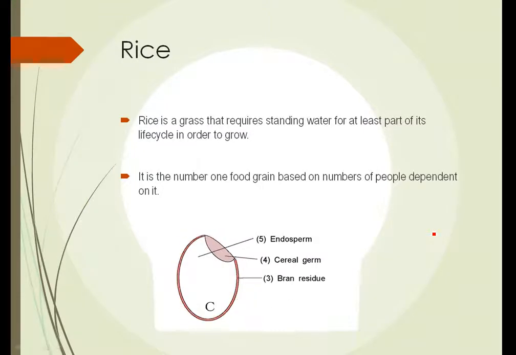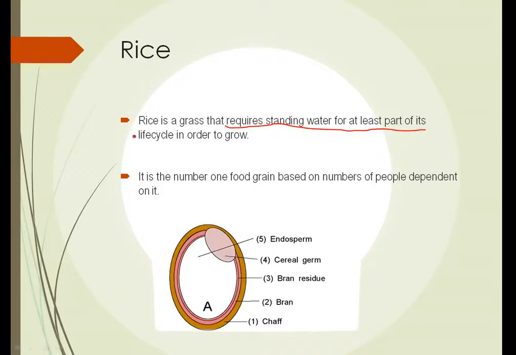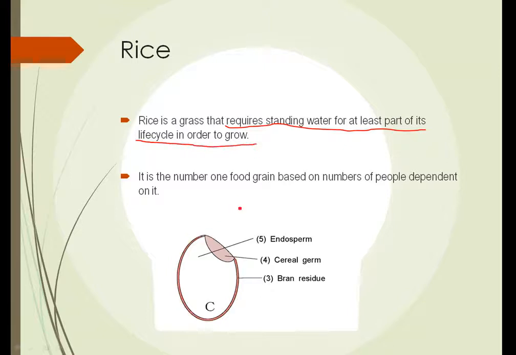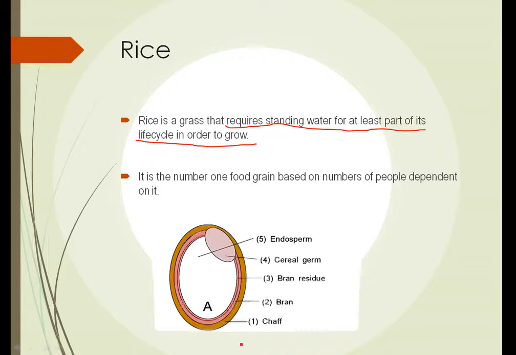Rice combined with corn and wheat, they form the three most important grain crops that we grow. Rice is a grass, but different than most of the other grasses, it requires standing water for at least part of its life cycle in order to grow. Based on the number of people dependent on it as a primary food, rice is the number one food grain in the world.